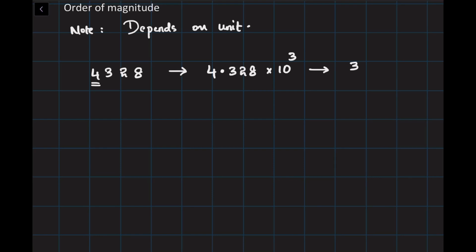Understood? This is only what you have to do. So say the number 432.8. The left extreme non-zero number is 4. So once again, write the number 4 point, then write the following numbers as such. What should I multiply with this number to get the number which is given in the question? 10 to the power 2. So the order of magnitude is 2.